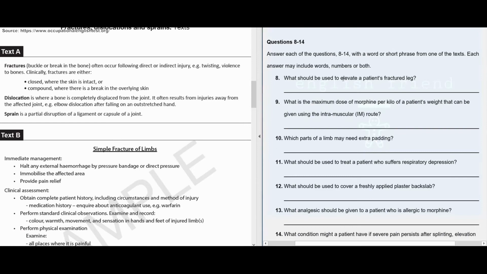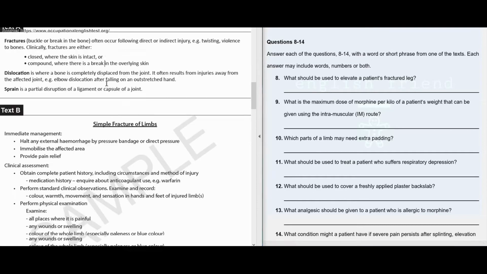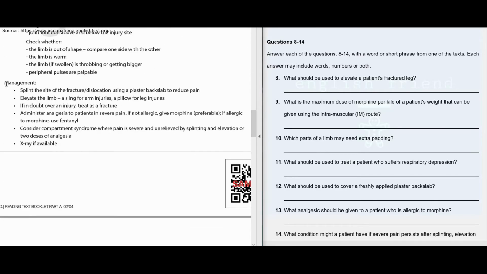Question number 8. What should be used to elevate a patient's fractured leg? This question can be related with management of injury. In this case, management of leg fracture. So let's check text B, where we can find the subheading management. And as we go through the second point, you can see that elevate the limb, a sling for arm injuries, a pillow for leg injuries. So answer for this question is a pillow, or simply pillow can be written. So this can be written with or without the article, and both would be fine.